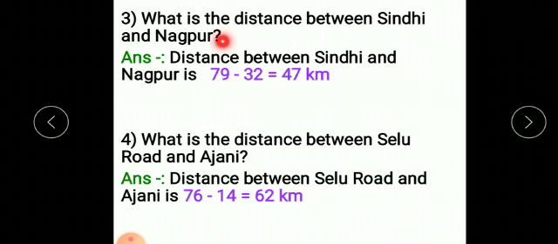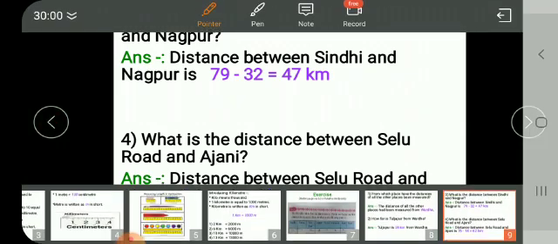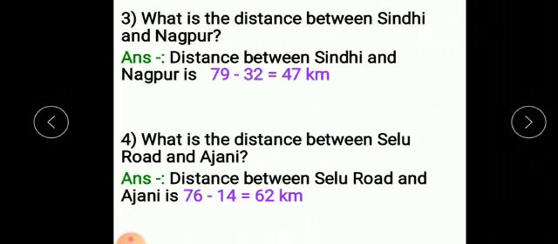Then question number 3. What is the distance between Sindhi and Nagpur? See, from Wardha, Nagpur is 79 km and Sindhi is 32 km. So when you subtract, you will get the distance between Sindhi and Nagpur. So 79 minus 32 is equal to 47 km.